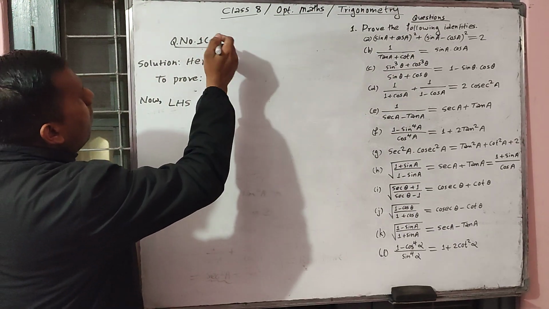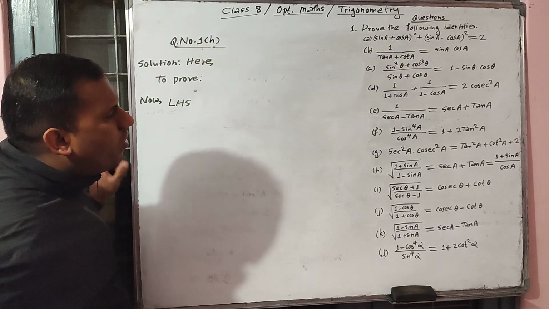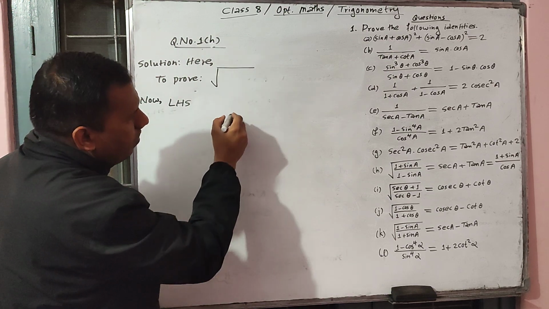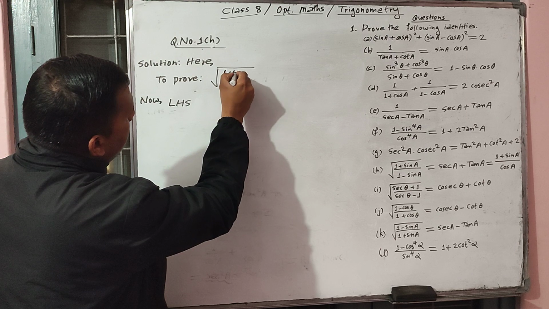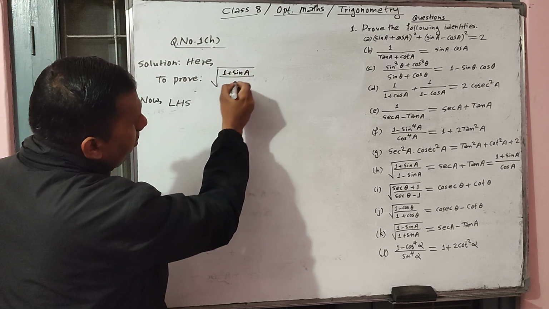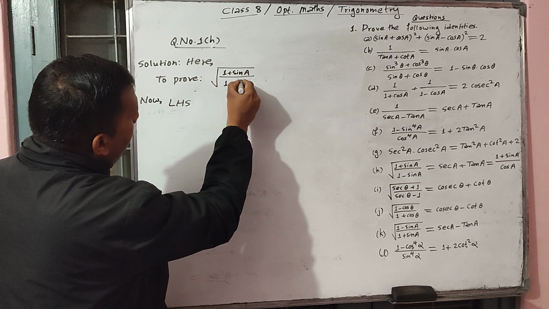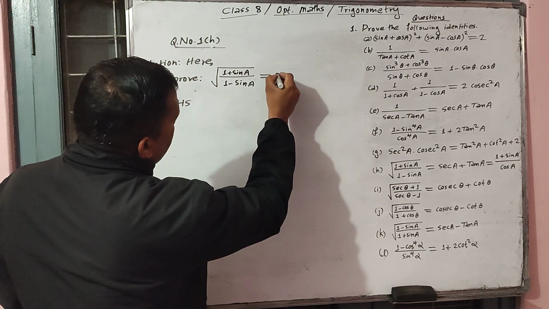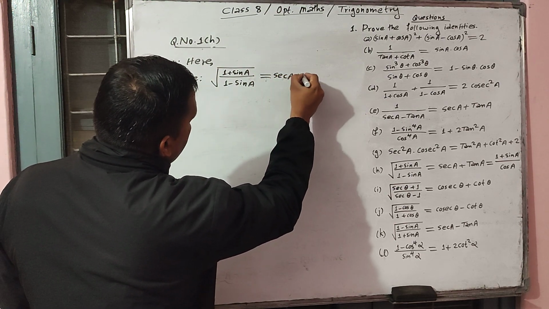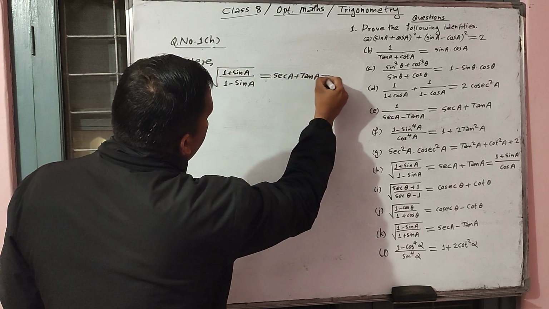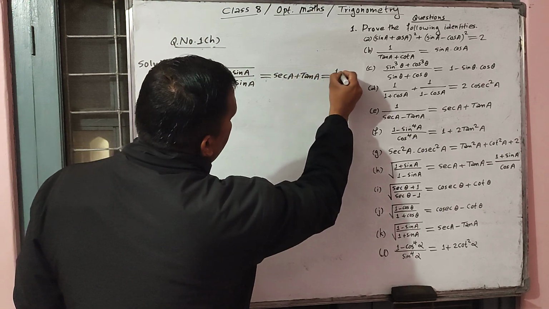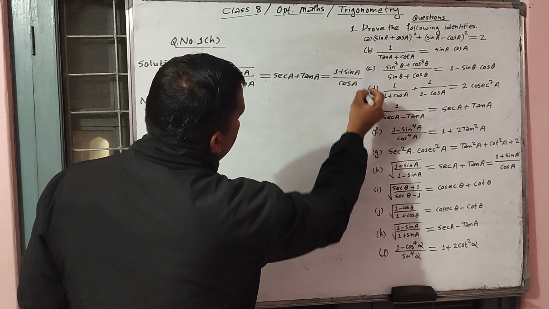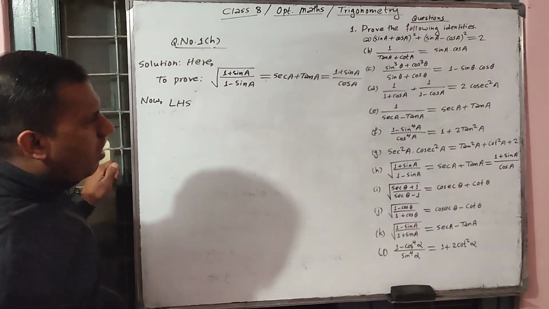Now, here we have to prove the square root of (1 plus sin A) all upon (1 minus sin A) equals sec A plus tan A, which equals (1 plus sin A) all upon cos A. In this question, we have three parts.